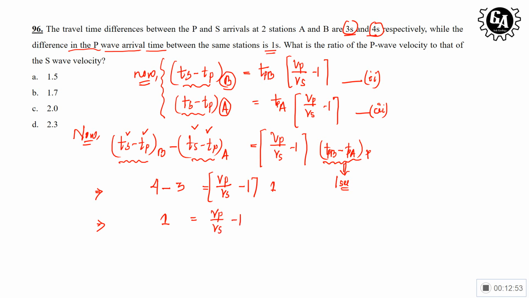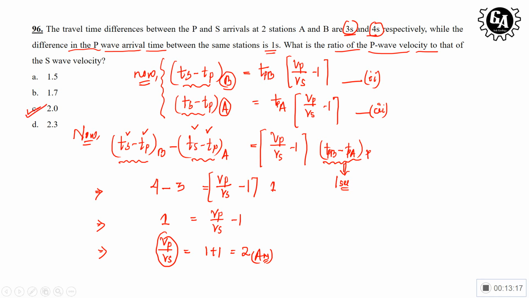So the multiplication by 1 keeps it as 1. That implies Vp by Vs is equal to 1 plus 1, taking the 1 to the other side. This is 2 and this is your answer. It is asking what is the ratio of P wave velocity to that of S wave velocity, Vp by Vs. So this is the answer.